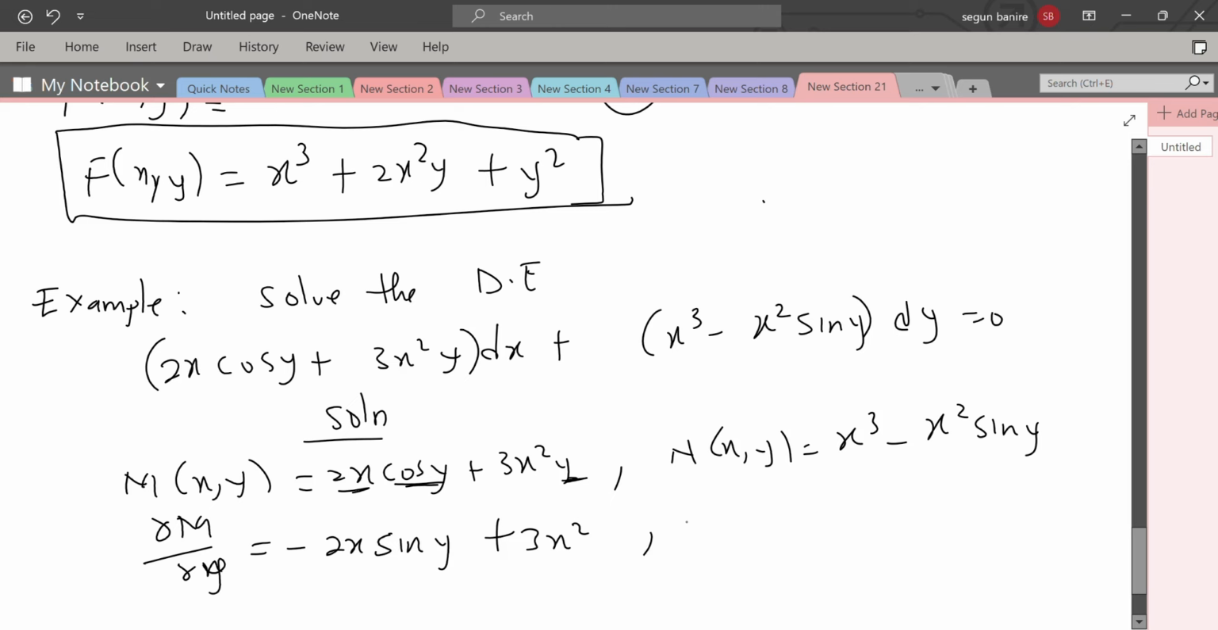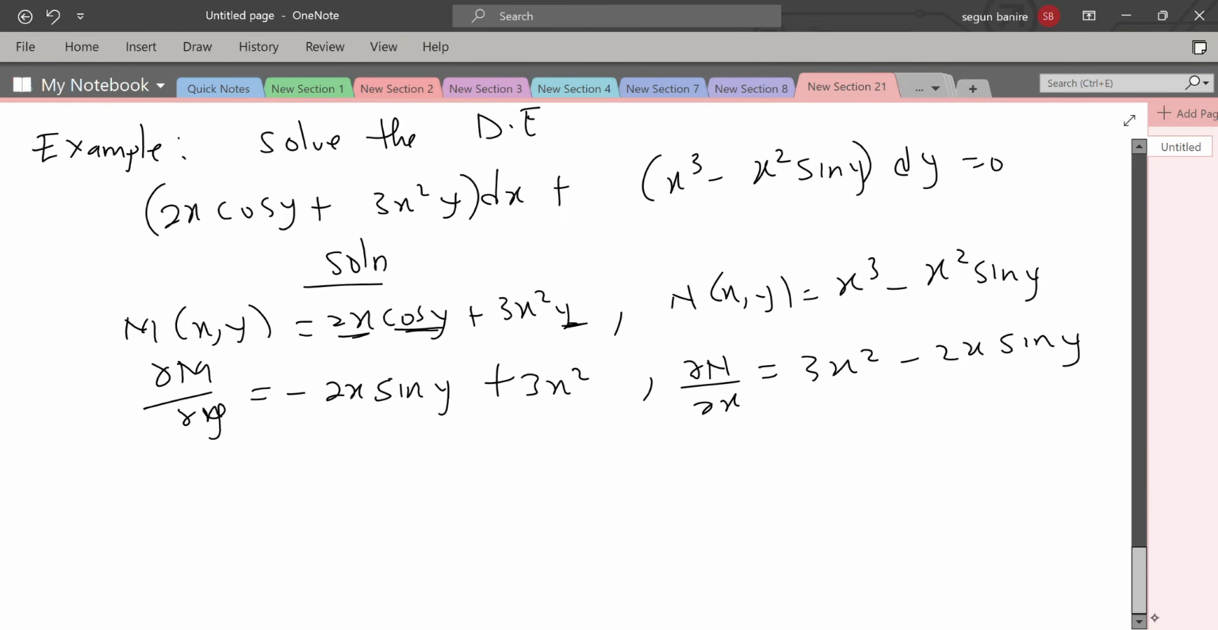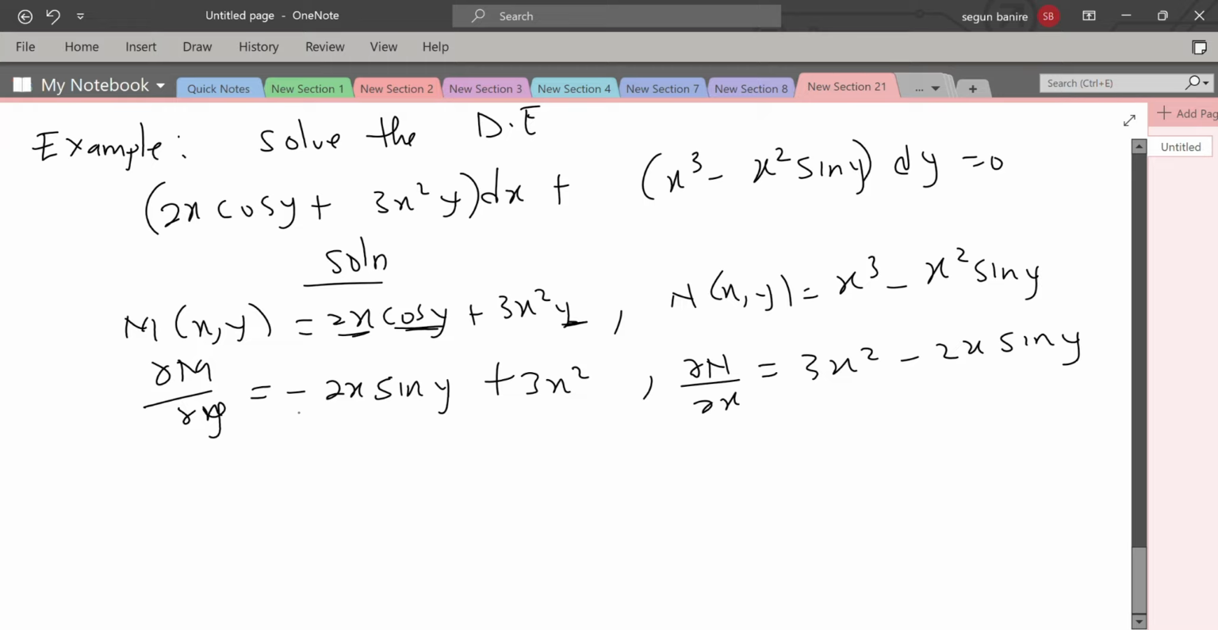Then also if you differentiate N with respect to x, you get 3x squared minus 2x sine y. So you could see that they are both the same, just that the arrangement is different. This is minus 2x sine y, this is also minus 2x sine y, this plus x squared, this plus x squared, they are the same. Okay, so what's next? Now they are the same, it is exact. So the next thing we need to do is to solve the DE. So how do we solve the DE?